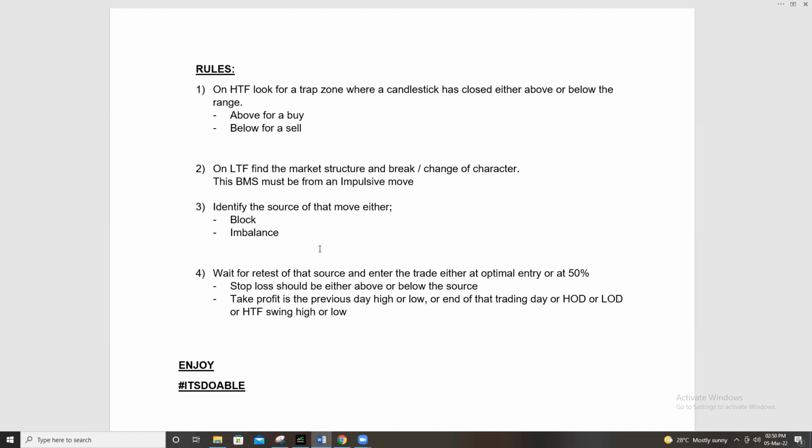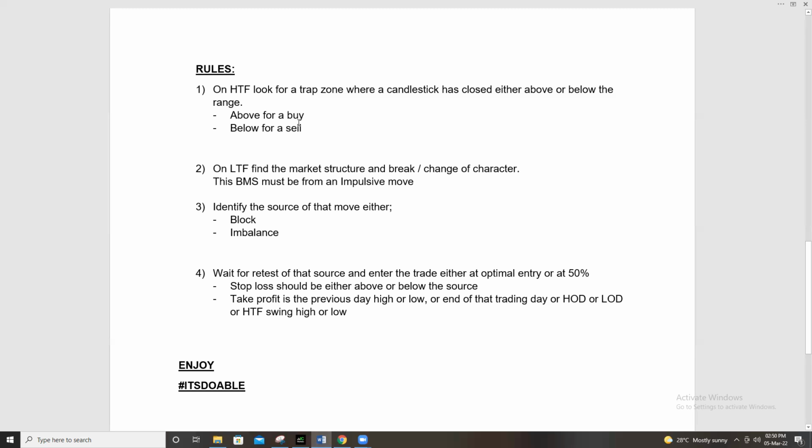I'll show that on a chart. If it's on yesterday's high or last week's high, you want a candlestick to close below. That's why we're saying below for a sell. That is for the higher time frame. Now you've gotten a yesterday's high, a yesterday's low, a last week high, a last week low. You've gotten it, and then you've had a candlestick either closing above for a buy or below for a sell.